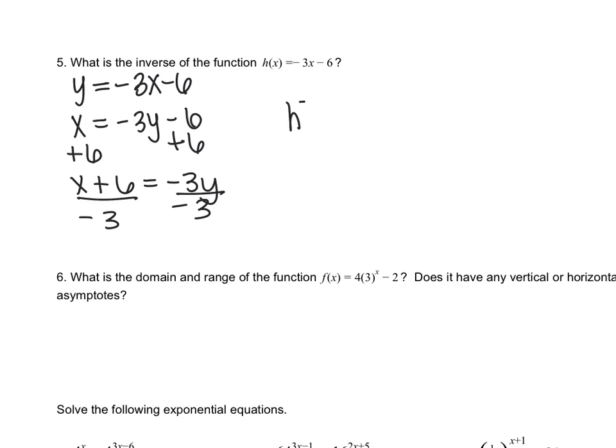So using inverse notation, my inverse, now I don't like to keep the negative in the denominator, so I'm going to move it to the numerator. So it becomes negative x minus 6 all over 3.